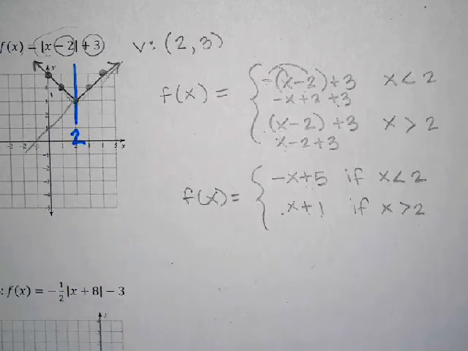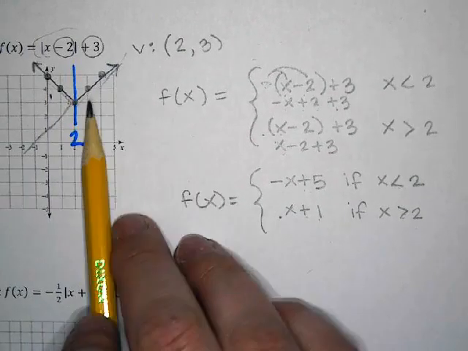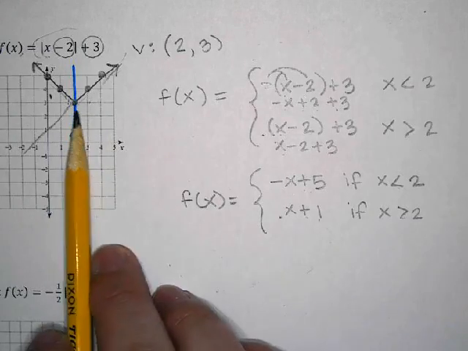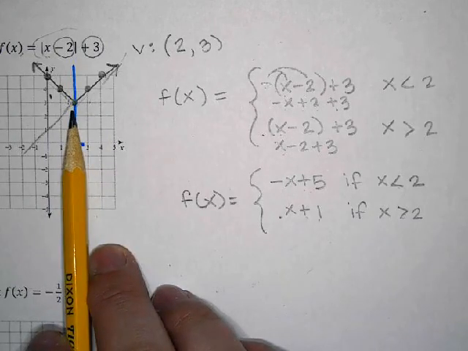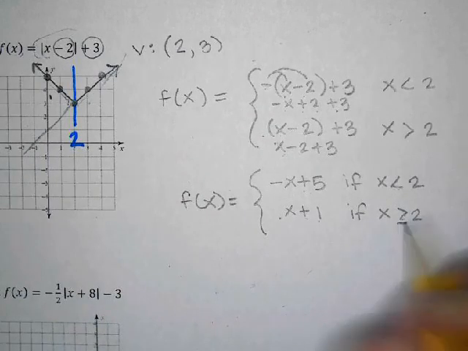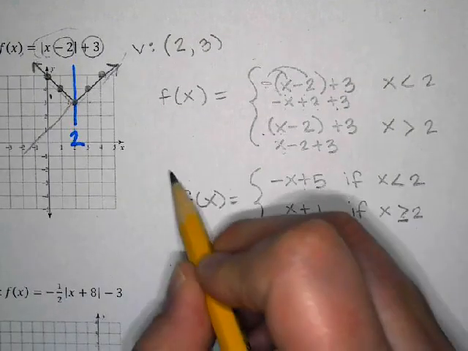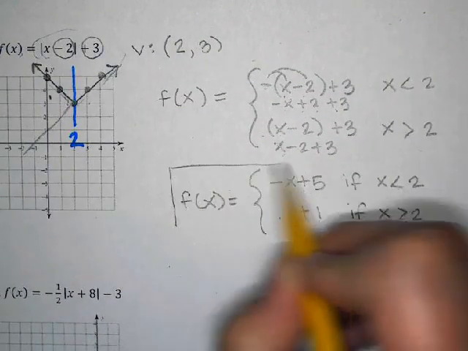Now, one of these has to have an equal sign with it, because I used one part of the graph for the left side of 2, I used one part of the graph for the right side of 2, but the point 2 is there. It's not invisible, it's actually on the graph. And so I put an equal to sign on one of them. It doesn't matter which one. You just choose one and you put an equal to sign to show, like, yes, 2 is part of the graph. And then you say you're done.